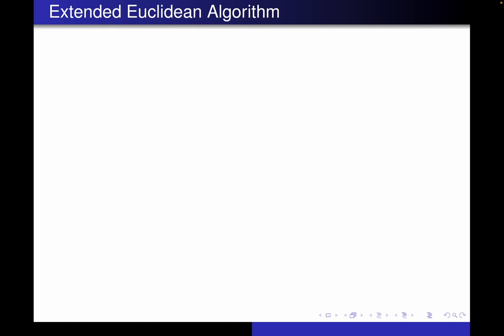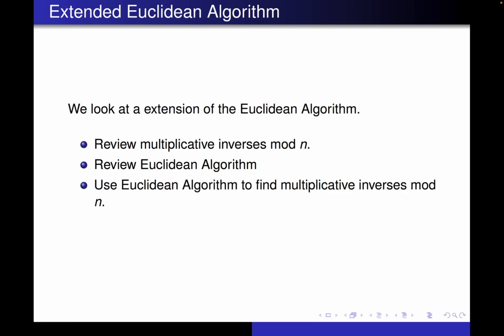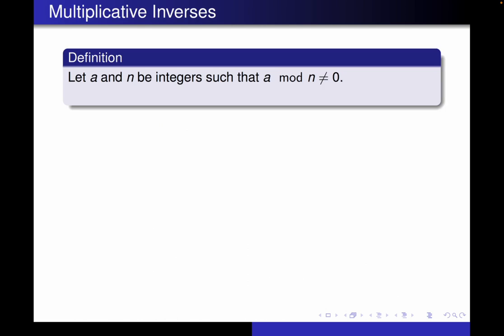We've been spending a lot of time thinking about multiplicative inverses of integers mod n, and now we're going to find a more systematic way of finding those multiplicative inverses by looking at an extension of the Euclidean algorithm. So we're first going to review what multiplicative inverses mod n are. We're going to review what the Euclidean algorithm does, and then we're going to use the Euclidean algorithm to find multiplicative inverses mod n.